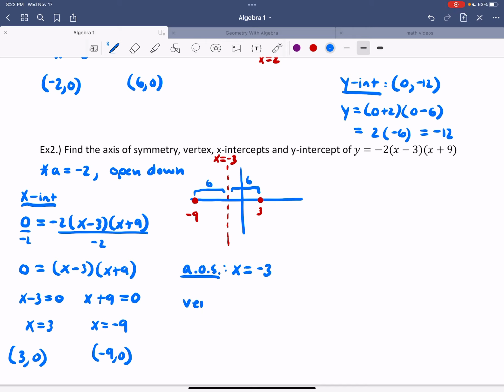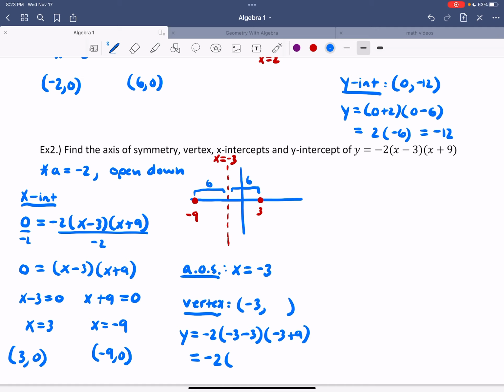Now the vertex has an x coordinate that will equal negative 3. We just have to find the y coordinate. So again, go back to your equation and we're going to plug and chug. We're going to substitute negative 3 in for every x that you see, and we're going to see what we get. So we have negative 2.